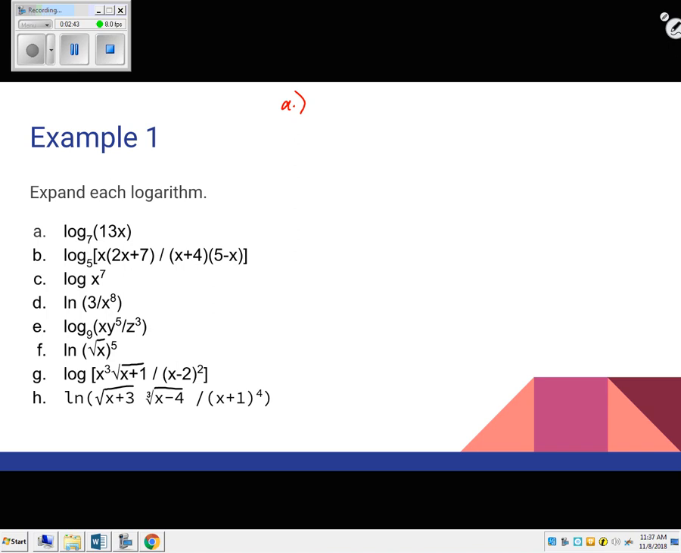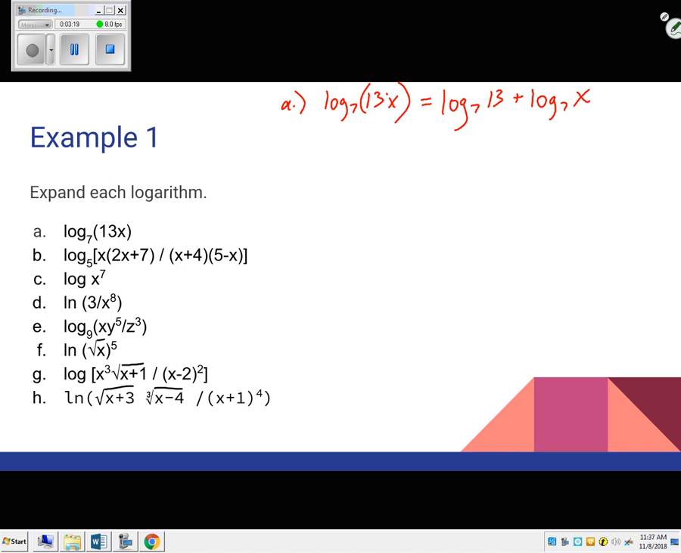Let's do this first one right here, log base 7 of 13x. I really want to narrow down which property I'm going to use. To narrow that down, I'm going to look at what's happening between the 13 and the x. The 13 and the x are being multiplied together. It's a product. So product property says I can just take log base 7 of the first factor and add it to log base 7 of the second factor. And that's it. That's my answer right there.